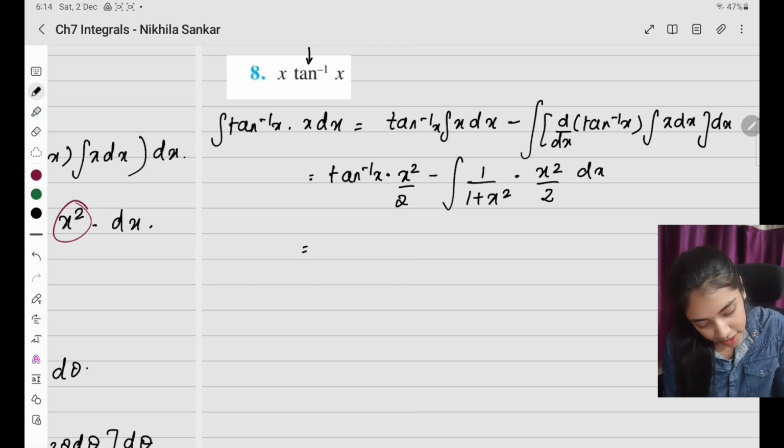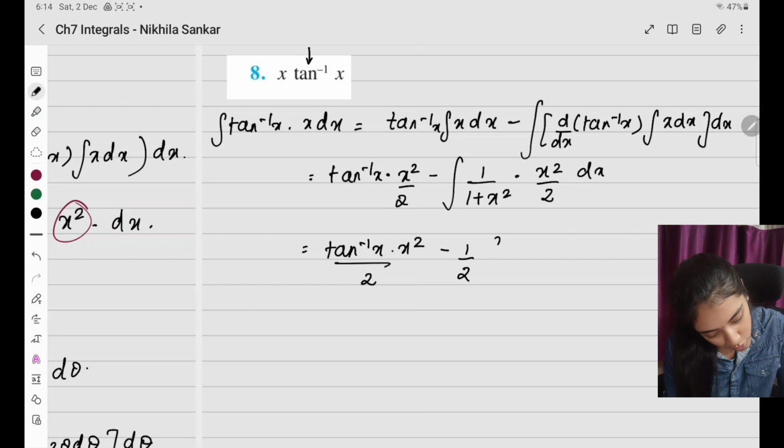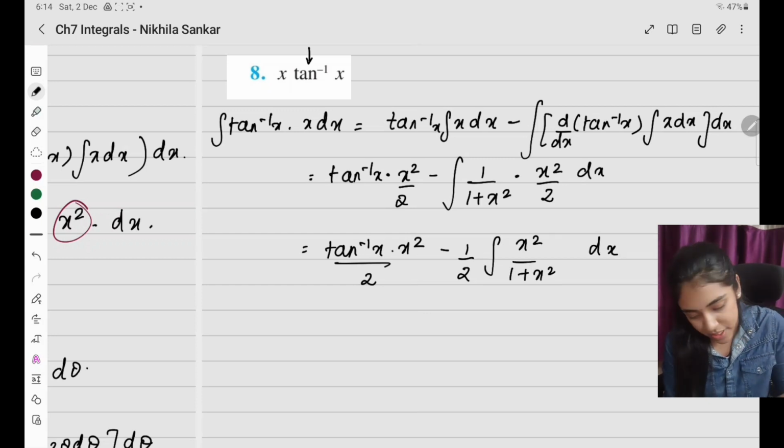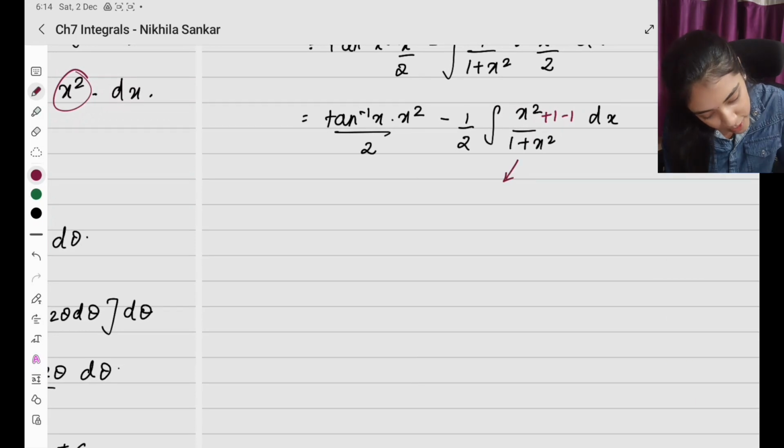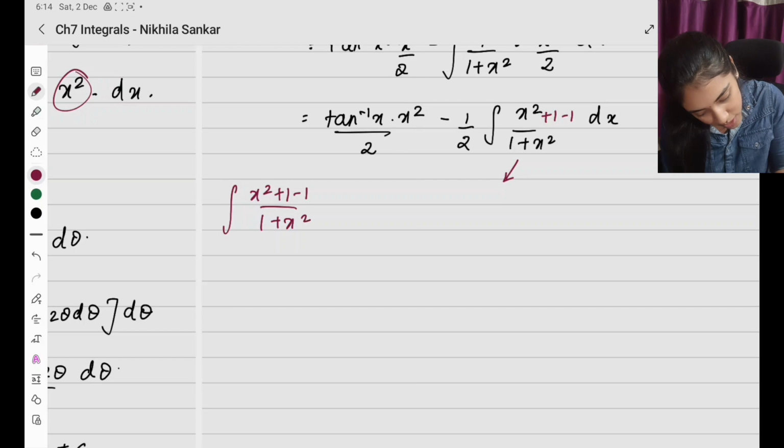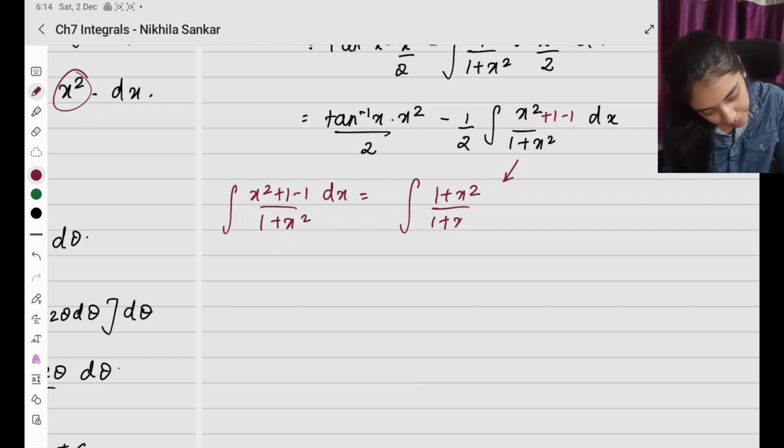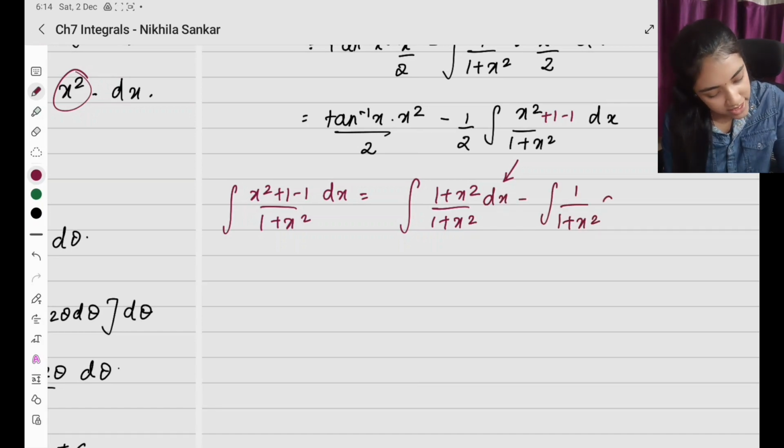So this I can write as tan inverse of x times x square divided by 2, minus 1 by 2 times the integral of x square divided by 1 plus x square dx. So I can split it like this. I can add 1 and subtract 1. So how does the integral split? I take x square plus 1 minus 1 divided by 1 plus x square dx. So this splits into the integral of 1 plus x square divided by 1 plus x square dx, minus the integral of 1 divided by 1 plus x square dx.